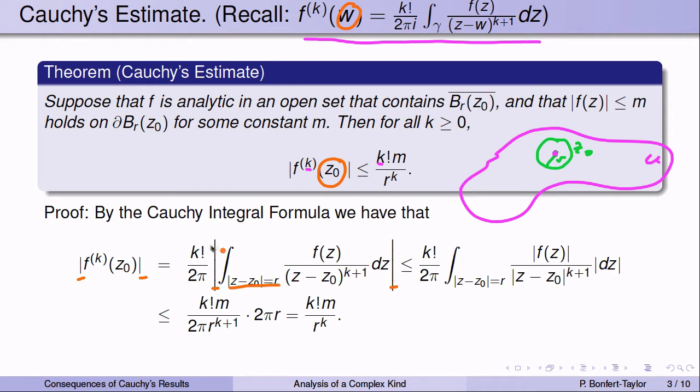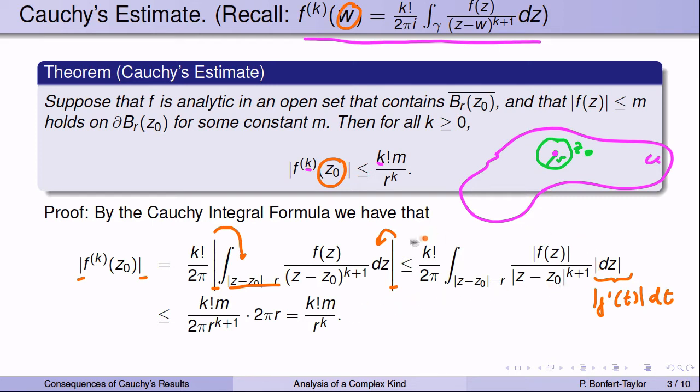But now we remember that we had some sort of triangle inequality for integrals. In other words, we can pull the absolute value signs inside at the expense of an inequality sign. So the absolute value of this integral is bounded above by the integral over the absolute value of f of z divided by the absolute value of z minus z0 to the k plus first power, absolute value of dz. And remember what the absolute value of dz means? It just means that when we plug in the parametrization, we take the absolute value of the derivative, gamma prime of t, dt.